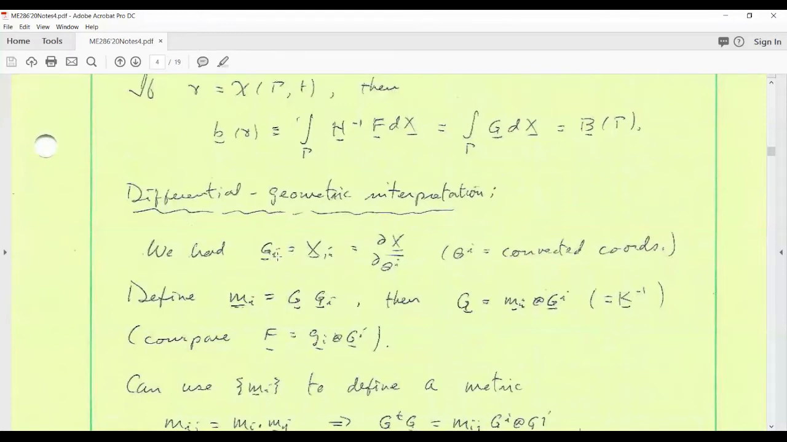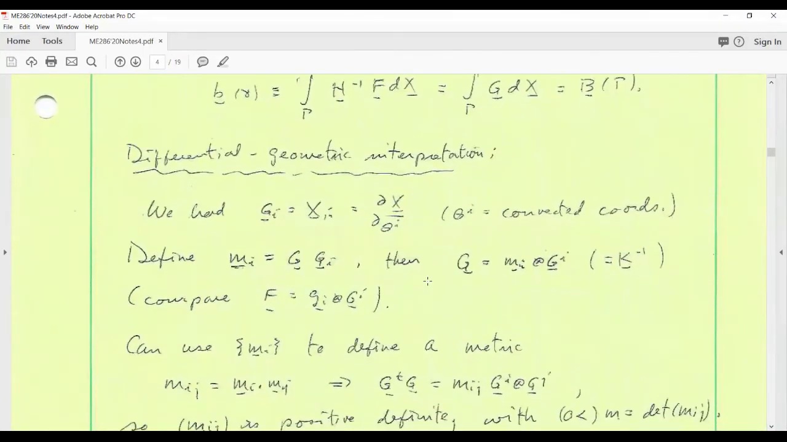So the notation is not ideal. I've used capital G for plastic deformation. That's a tensor, a second order tensor. Before I used capital G sub I as a natural basis vector associated with, induced by the convected coordinates in the reference configuration. So bear in mind the capital G sub I are 3 vectors, whereas capital G without any subscript is just a second order tensor of the plastic deformation. So just please be mindful of that notational issue, okay?